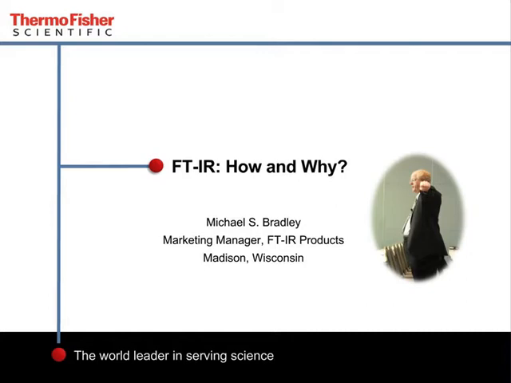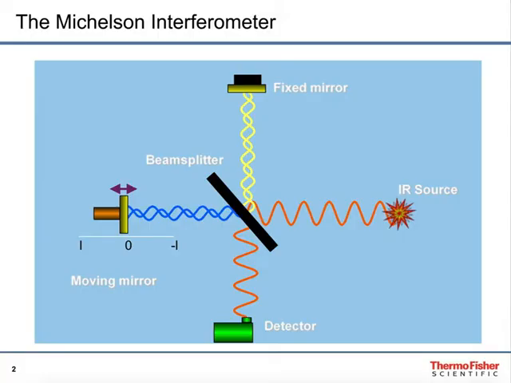In this short presentation, I want to introduce you to how an FTIR works and why you would want to use it. At the heart of the FTIR is the Michelson Interferometer, sometimes referred to as a modulator. To the right you see the infrared source, and the beam goes from there onto a beam splitter, which does exactly what its name implies. It splits the beam. Part of that beam goes to a fixed mirror, part to a moving mirror.